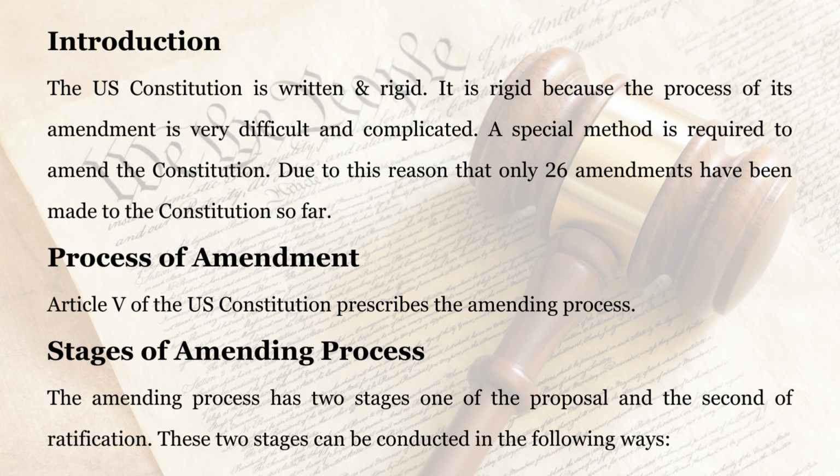Process of amendment. Article V of the U.S. Constitution prescribes the amending process. Stages of amending process. The amending process has two stages, one of the proposal and the second of ratification. These two stages can be conducted in the following ways.